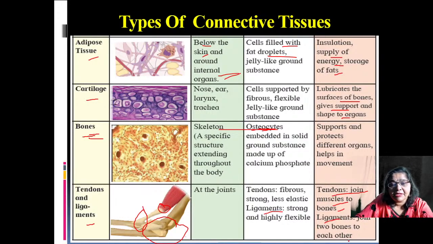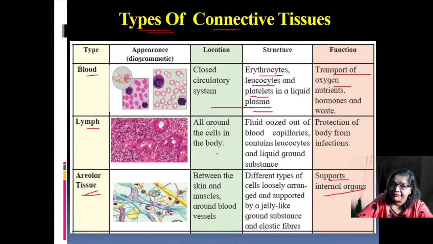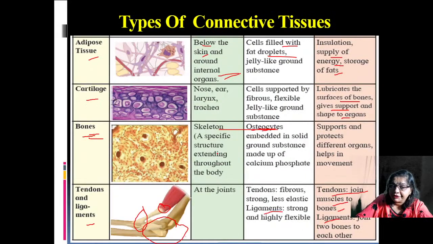So ligaments are the strong fibrous structures that help in joining two bones at the bone joints, and tendons are strong fibrous but less elastic tissue that help in joining the muscles to the bones. So these are the different types of connective tissues: the blood, the lymph, the areolar tissue, the adipose tissue, the cartilage, the bones, and tendons and ligaments. All these are different types of basic connective tissues.